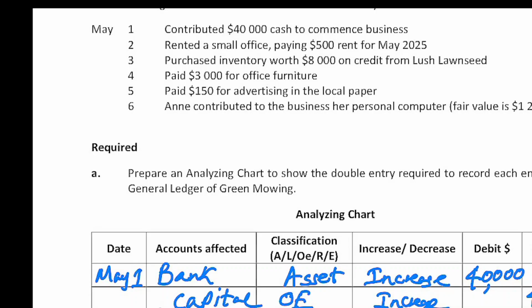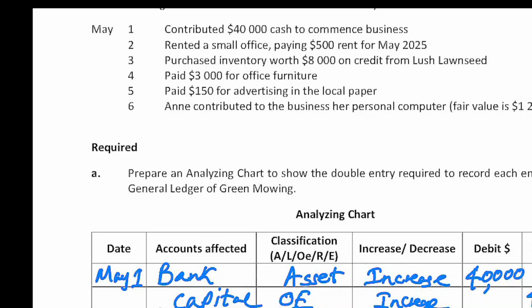Controlled by the entity as a result of past event. Very good. So what is the past event? Prepaying the rent. That will provide future economic benefits. What is the future economic benefit that you will get from the prepaid rent? Use of the premises. Right? So prepaid rent, it's an asset.